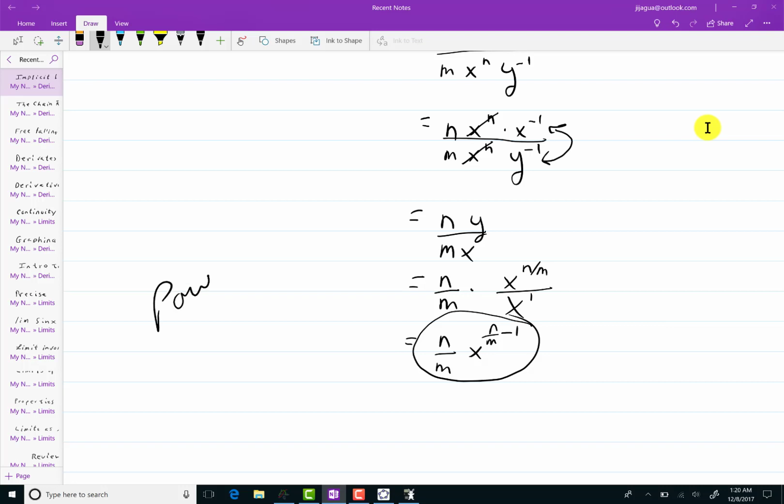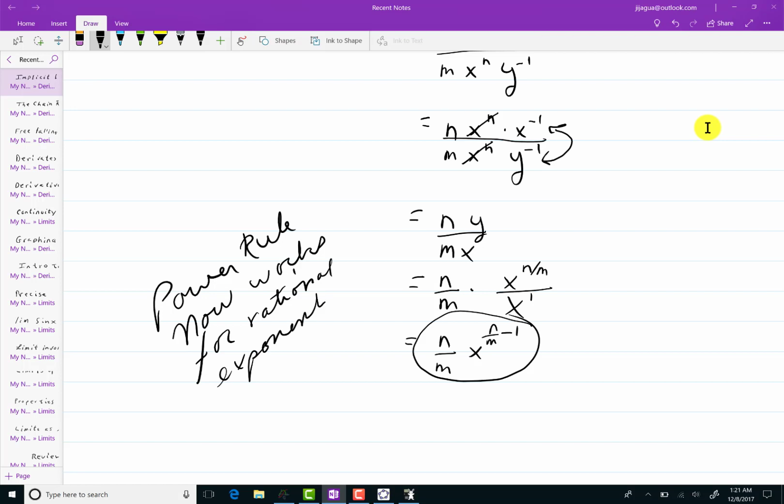It's not that it all of a sudden started working. No, it now works for them because we recognize through this implicit differentiation that we're able to get to here. So the power rule now works for rational exponents. And that is all I'm going to do today. That was pretty hefty.